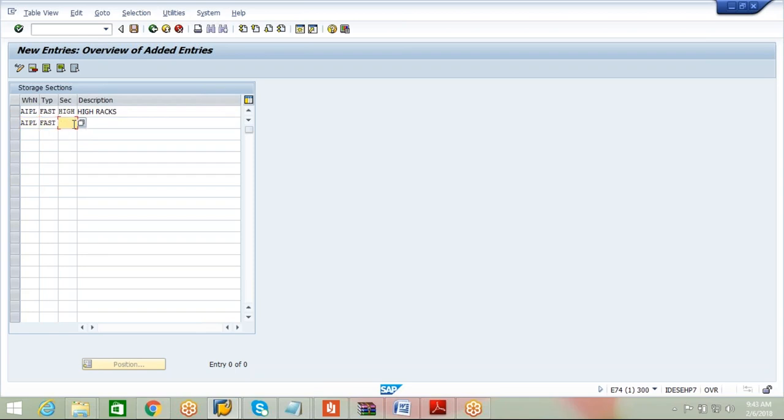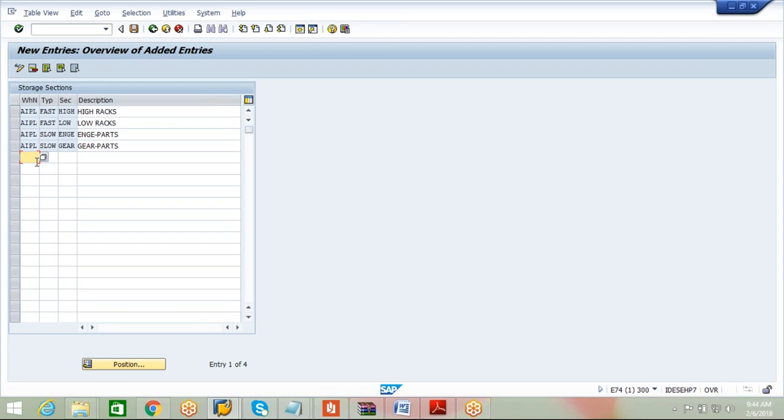Fast, middle rack or low rack, okay, low rack. Low racks for slow items. Say if we are running any automobile industry, in the slow moving items, engine parts and gear parts, these are the slow moving items.